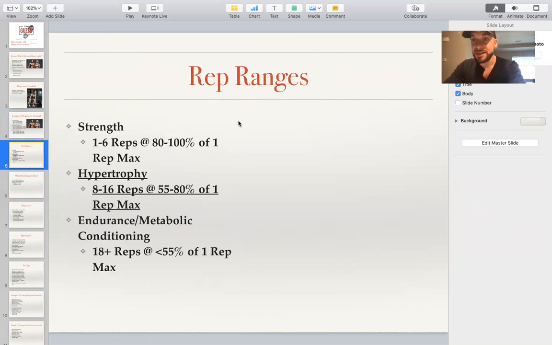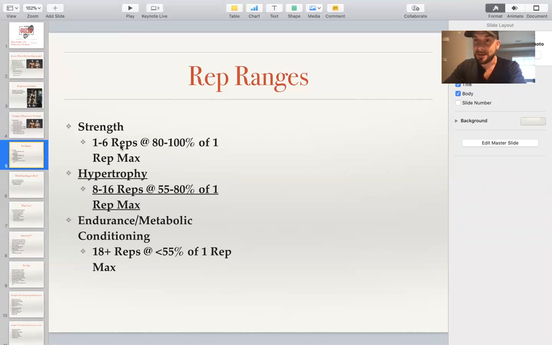All right. So typically this is what the rep ranges are for. Okay, guys. So rep ranges for working out. All right. The first rep range here is going to be 1 to 6 reps. So if you're doing 1 to 6 reps at 80 to 100% of your 1 rep max, that is going to help you build strength. Okay. Now, if you want to build hypertrophy, if you want to build muscle, because strength doesn't always equal hypertrophy.